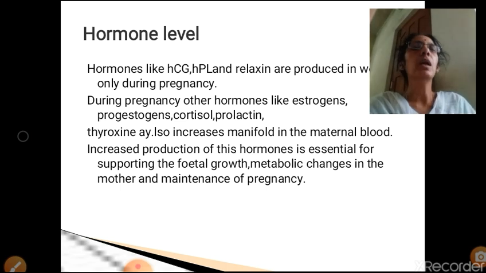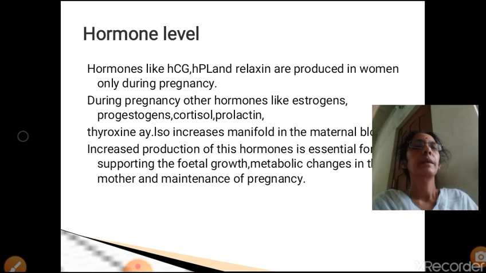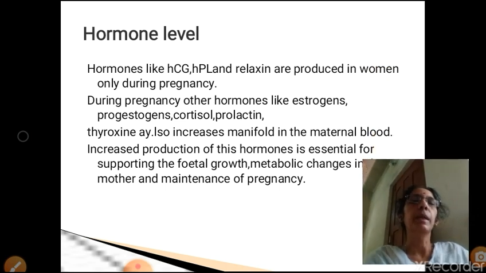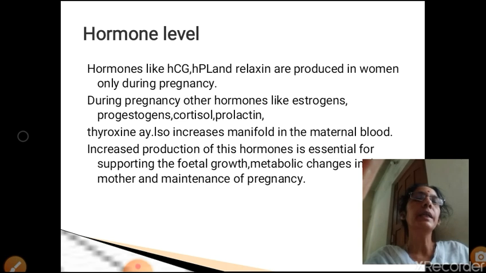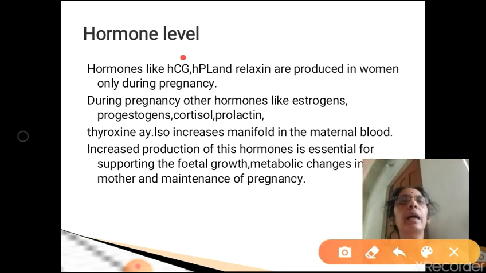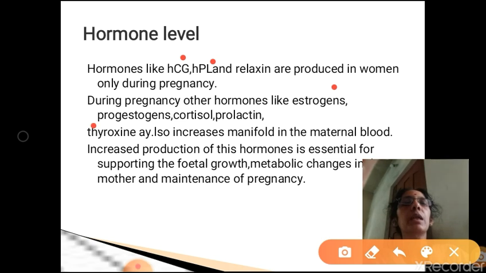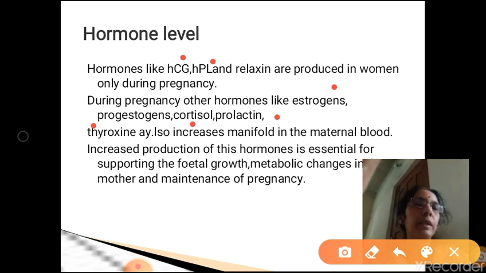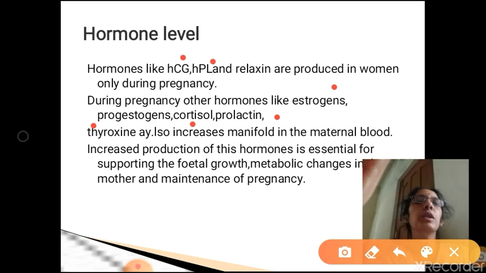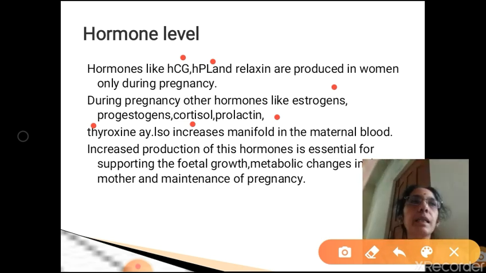So now what are all the hormonal levels? In a pregnant woman, the level of hormones increases many-fold. So one is hormones like human chorionic gonadotropin. Another one is human placental lactogen. Then estrogen, progestogen, cortisol and prolactin, thyroxine also. All these are produced and their level increases manyfold.